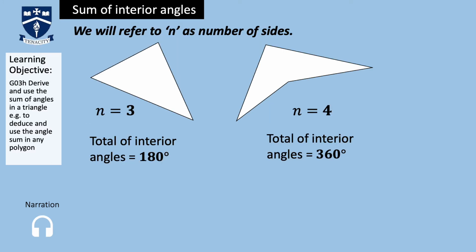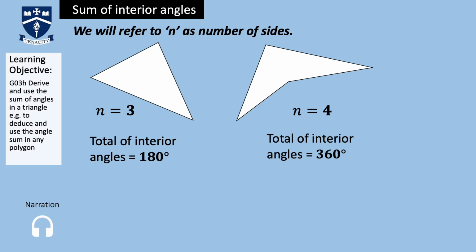Before we move on, we need to remember some notation. When I refer to n throughout this entire lesson, and in the future when you see the formula that you're about to learn, n in terms of polygons and angles equals the number of sides. For example, for the triangle on the left hand side, n equals 3. That means there are 3 sides. n is just the number of sides.